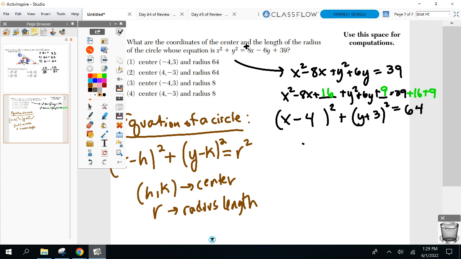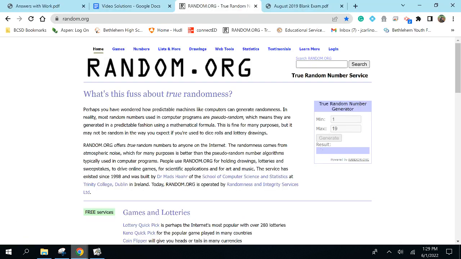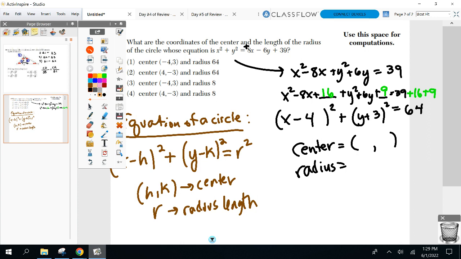All right, what's the center now? And what's the radius? X minus h plus y minus k. What would I plug in to get those numbers there for a center? Okay, your center is going to be 4, negative 3. And how about a radius if 64 is staring you in the face? 8. There we go.